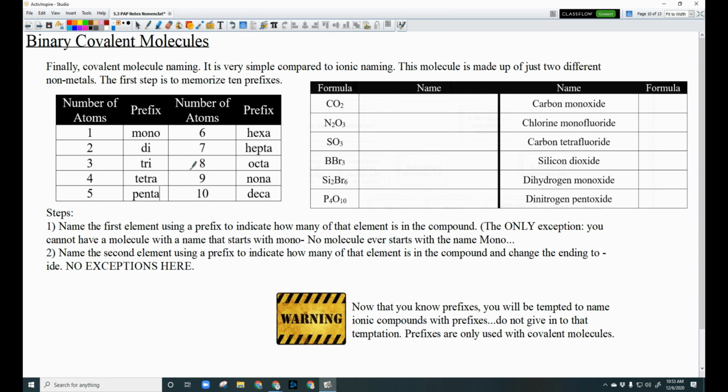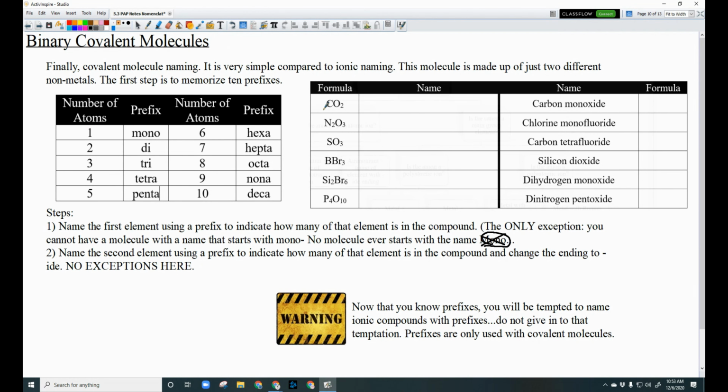Because the steps for naming these: you name the first element using prefixes. So all of these are going to use a prefix to tell how many elements there are. The only exception is if the first element has 1, so it's mono something. None of these start off with mono. Never, never, never start the name with mono. If it is just 1, you just drop the mono. The second step, always add a prefix to the second element that's in the compound. Always. There's no exceptions to that.